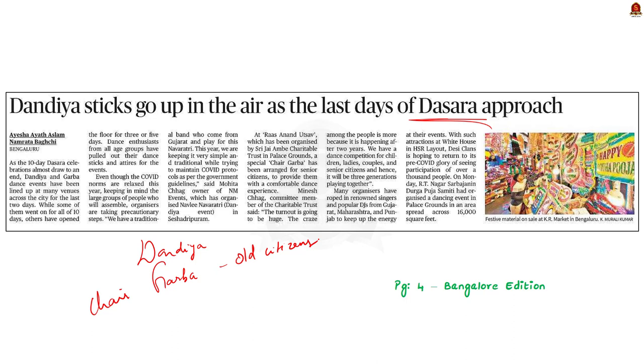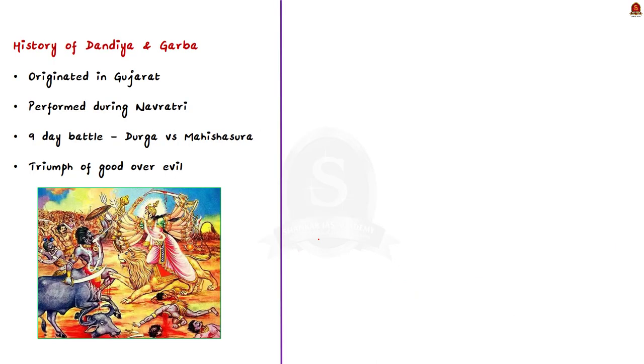In this context, let us understand about the two dance forms given in the article. First of all, let us see about the history of both the dances, Dandiya and Garba. If we see the history of these two dance forms, that is Garba and Dandiya, they both originated in Gujarat, and they are performed during Navratri.